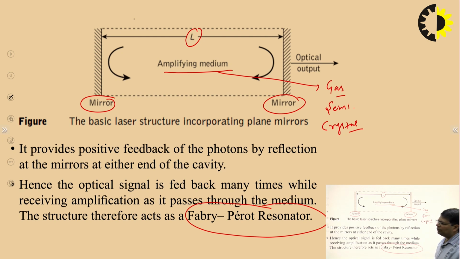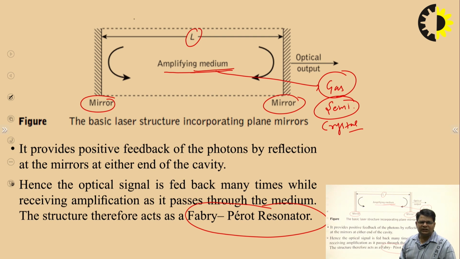So depending upon what material we are using as the amplifying medium, that will decide the type of the laser. For example, if this amplifying medium is a gas, we will say that this is a gas laser. If it is a semiconductor material, we will say that this is a semiconductor injection laser. And if it is a crystal, we will say that it is a ruby crystal based laser.